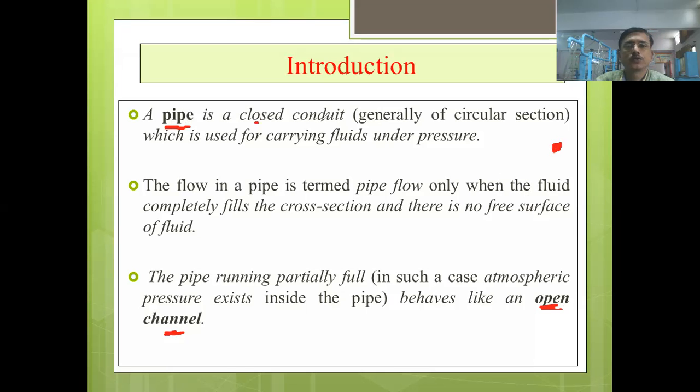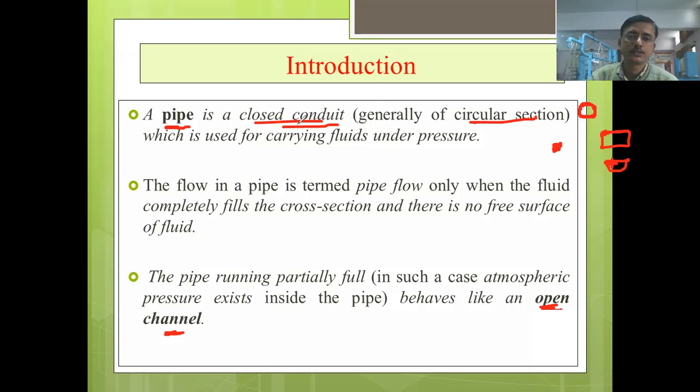A pipe is a closed conduit, generally of circular section. Generally, pipes are made circular in section due to practical advantages. But it is not mandatory that all pipes are circular. Some pipes or ducts may be rectangular in section, or semicircular. Depending upon the requirement, the closed conduit may be of any shape.